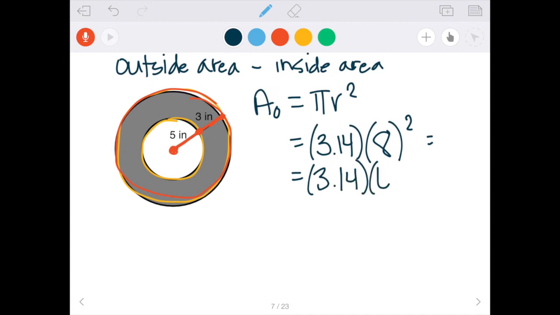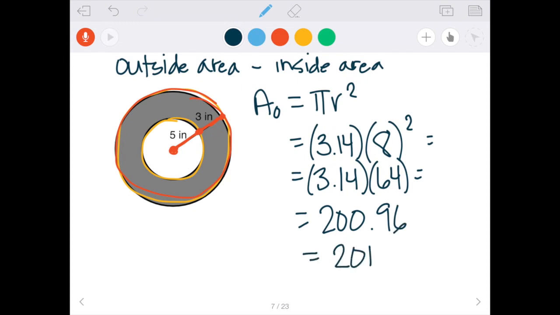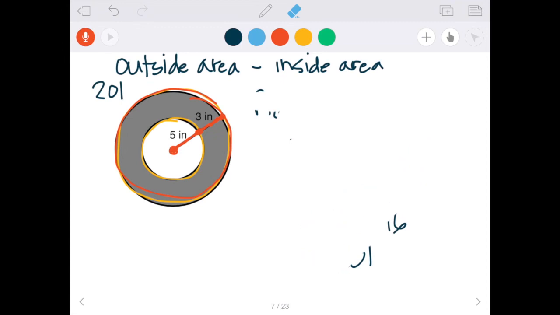That's 3.14 times 64. And if I do that on my calculator, I get 200.96. I'm just going to call that 201. If you didn't round it, that's okay. As long as all your math is the same as mine, it's okay if your final answer is rounded differently, okay? So boy, I shouldn't have done that so big. So my outside area is 201. I'm going to write it there, and then I'm going to erase all this so I have room. I should have done it smaller, sorry.